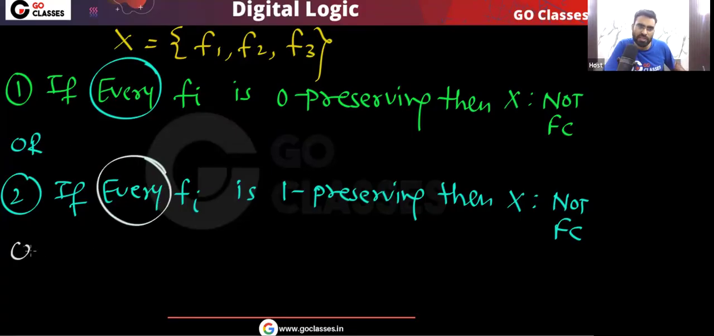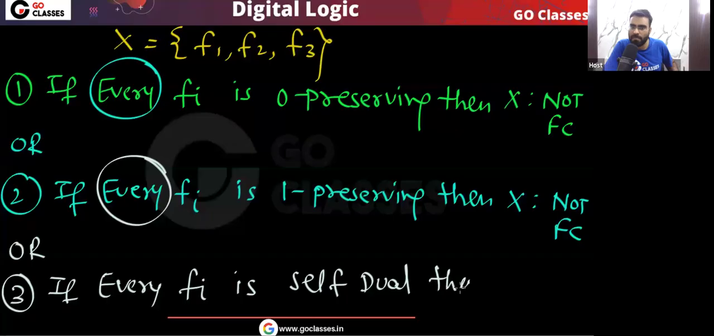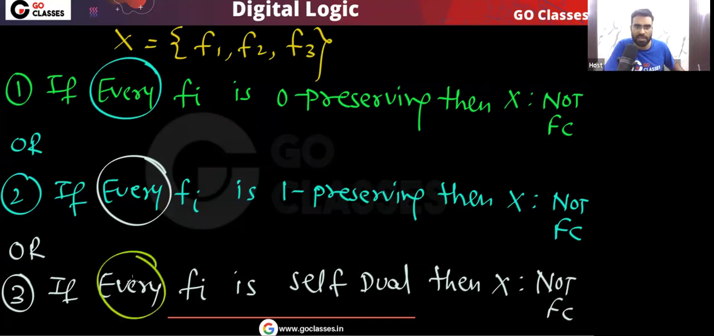Okay, what is the third thing? Tell me. The third thing, if every fi is self-dual, then what will happen? Then also X is not functionally complete. Yes or no? If every fi is self-dual, then also it is not functionally complete.